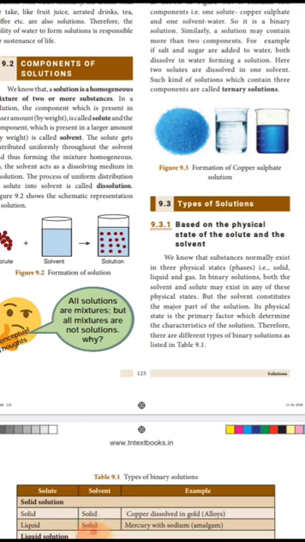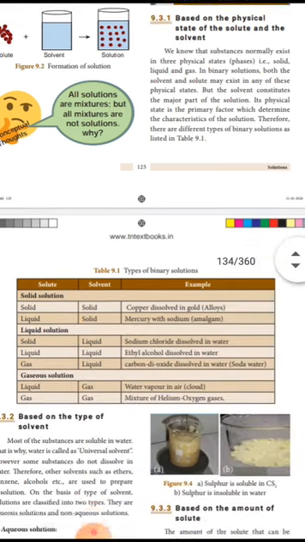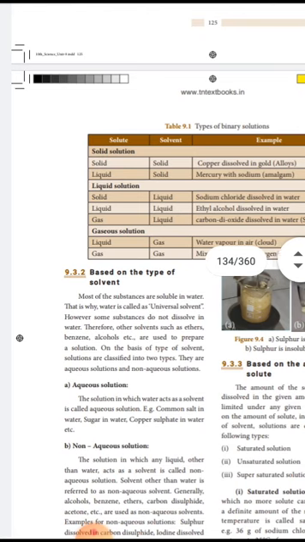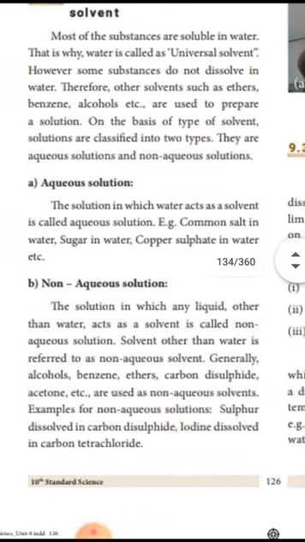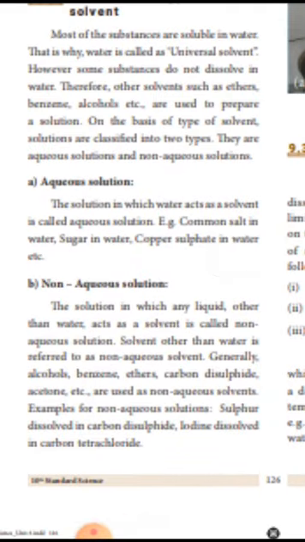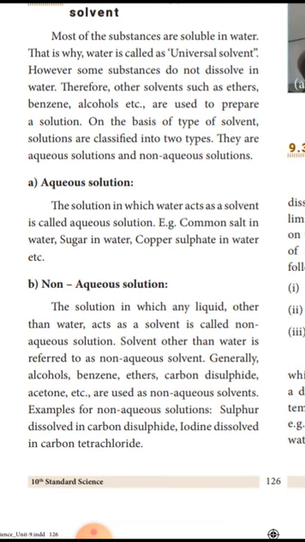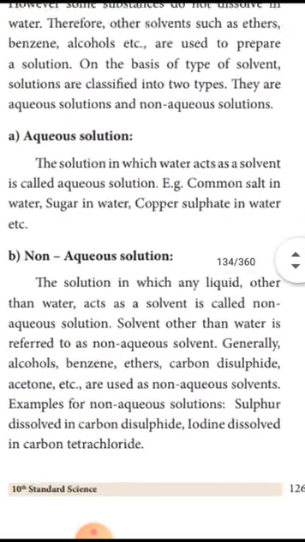In the last class we studied two types of solution based on the nature of solute and solvent. Another one is based on the type of solvent. So in type of solvent we studied aqueous solution and non-aqueous solution. If water acts as the solvent, that is an aqueous solution. If any liquid other than water acts as the solvent, that is a non-aqueous solution.